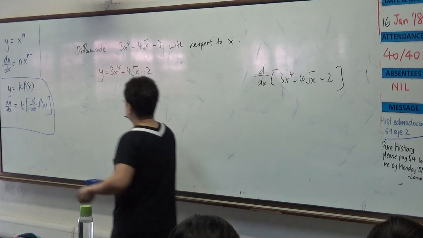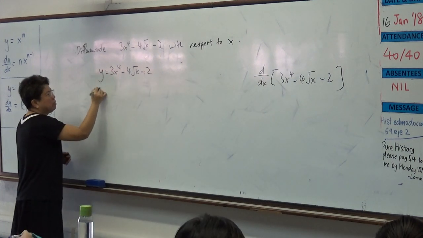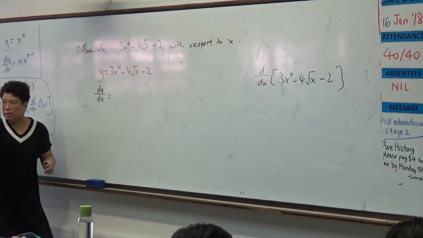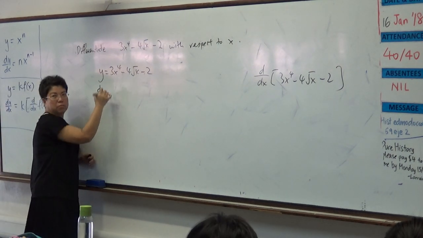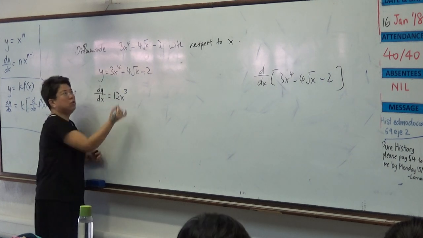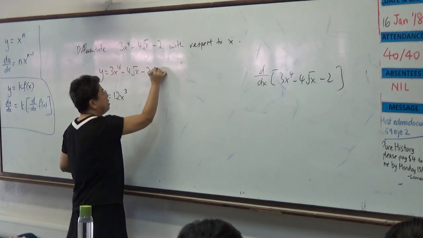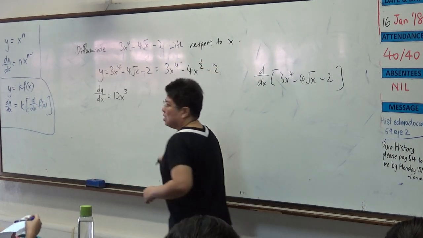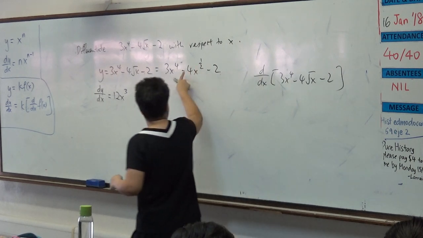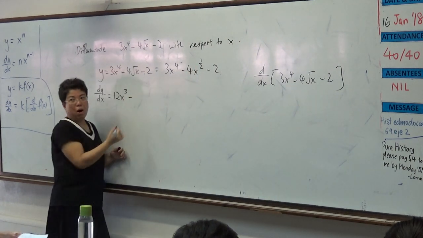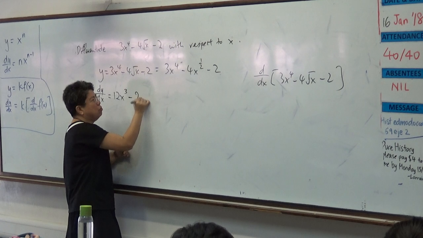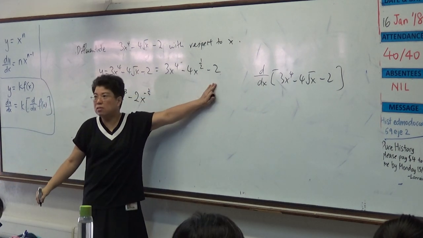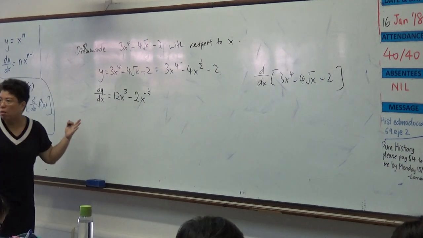So you just let y be this. Differentiate this with respect to x means dy over dx. Now we do term by term. This one is 12x cubed, right? Now before I do that, can you see I have to rewrite first? That's easier. Then what is this? 2 or minus 2? Minus 2. Minus 2x what? Minus half. Minus half, right? And when I differentiate a constant, it's what? Zero. Oh yeah, that's all.